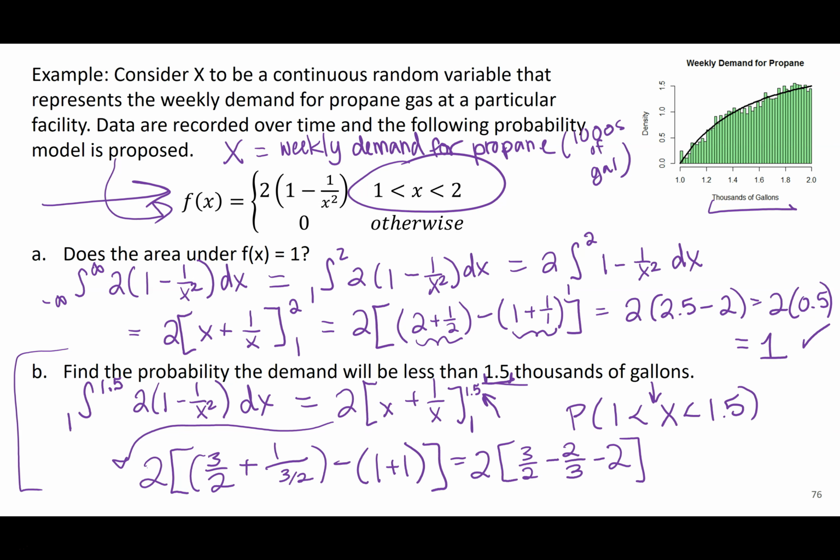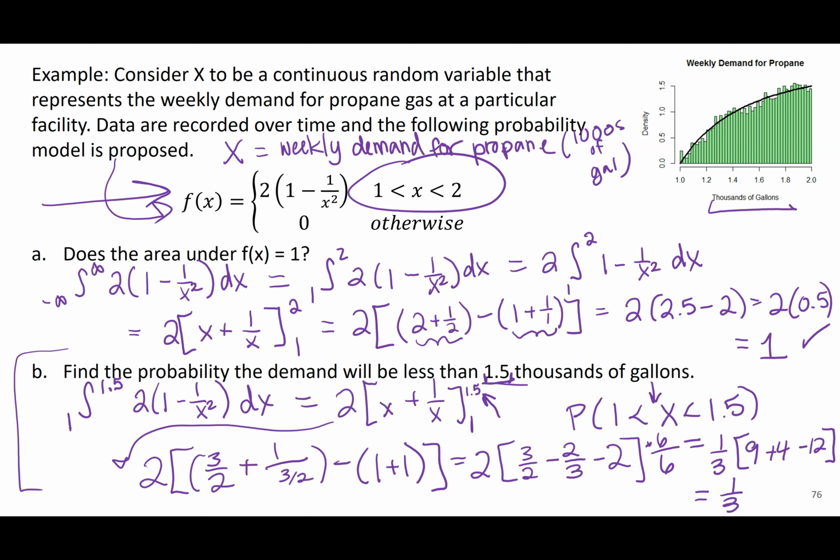I might run out of a little bit of space here. It ends up coming down to, I multiply by 6 over 6, just because I wanted to go ahead and get rid of all the fractions here. So I end up having 1/3 times 9 plus 4 minus 12. So it's going to be 13 minus 12 is 1.